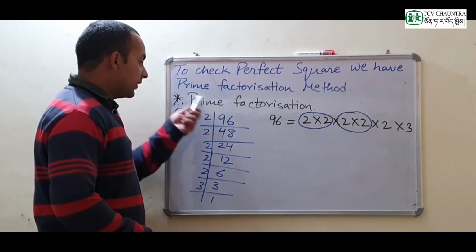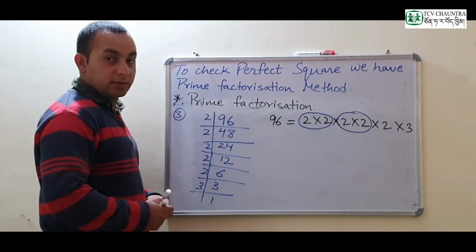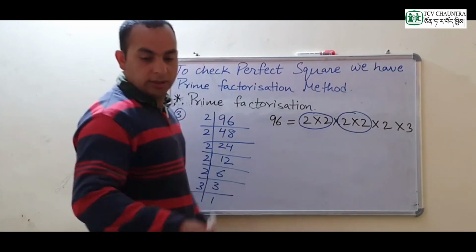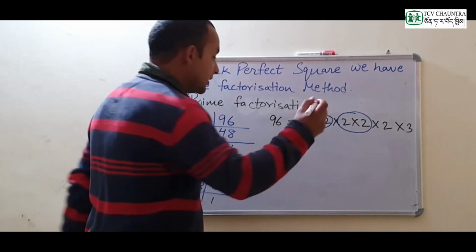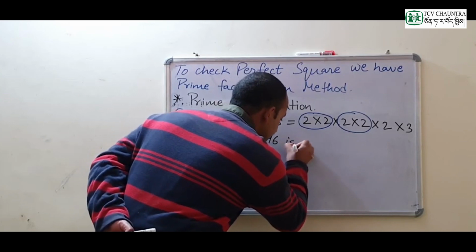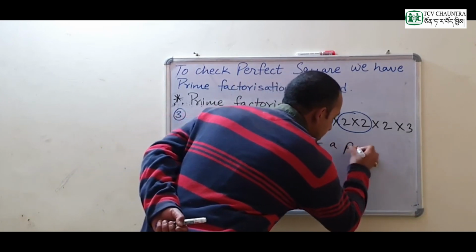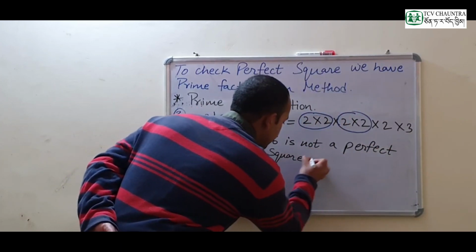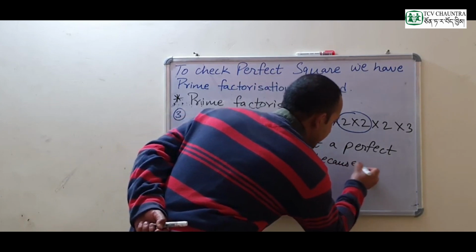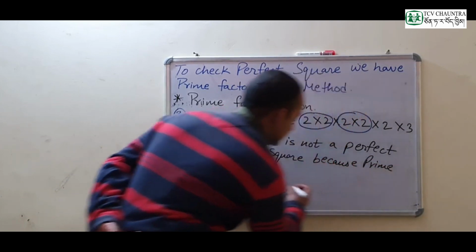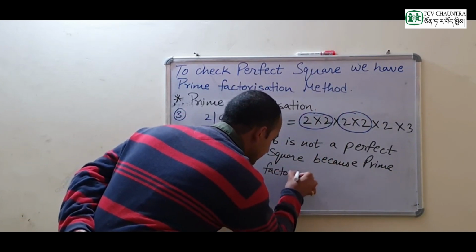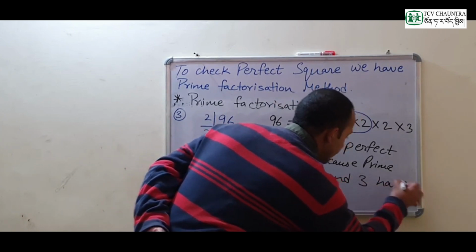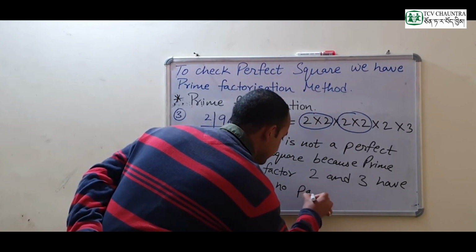So again, prime factor means, again, number 96 is not a what? Not a perfect square, right? So what you will say is that 96 is not a perfect square because in the prime factors, 2 and 3 have no pair.